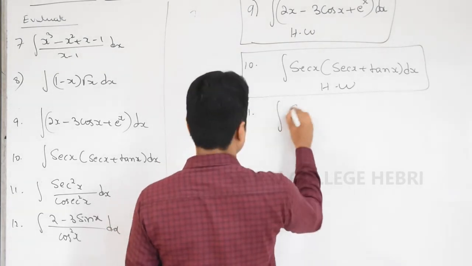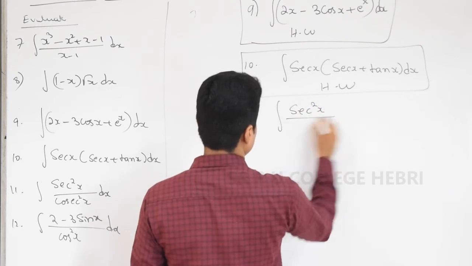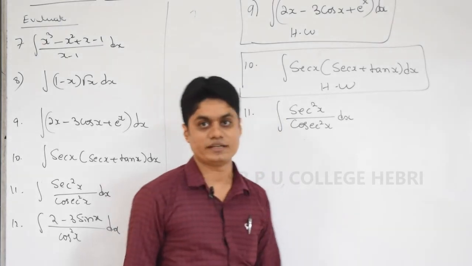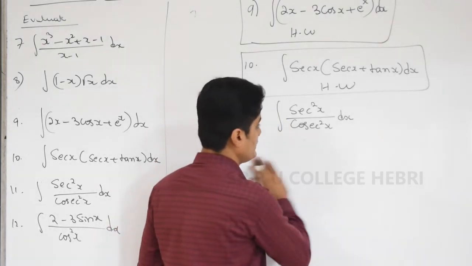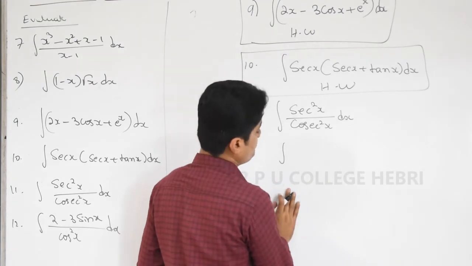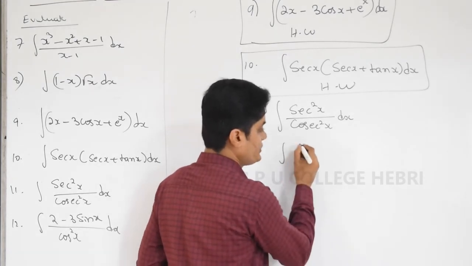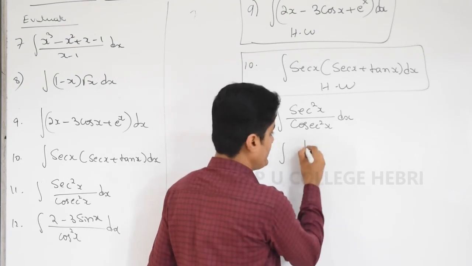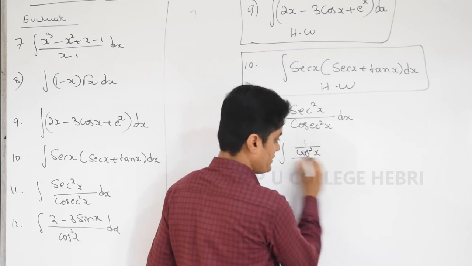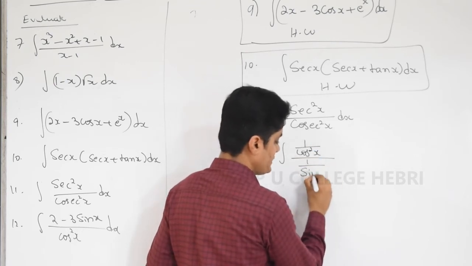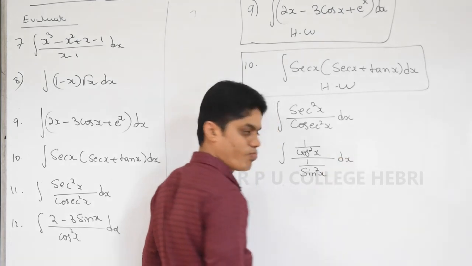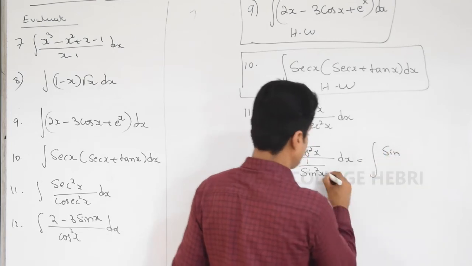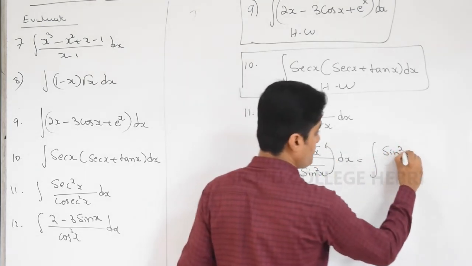So the 11th one, this I will solve. Secant square x by cosecant square x dx. Secant square x divided by cosecant square x dx. So how will you do this? You can write this as, see, what is secant square x? 1 by cos square x you can write, right? Cosecant square x is 1 by sin square x, correct? Understood? So sin square x goes up, and cosecant square x will come down.